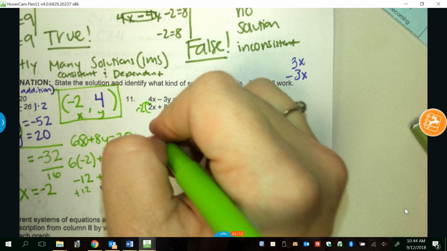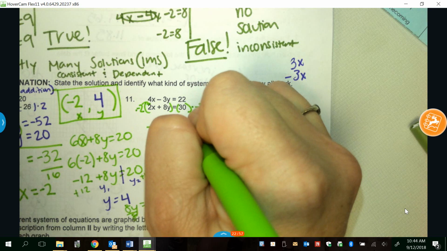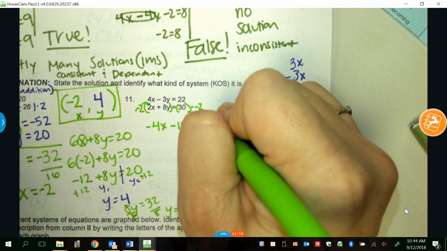So, negative 2 times 2x is negative 4x. Negative 2 times 8y is negative 16y. 30 times negative 2 is negative 60.